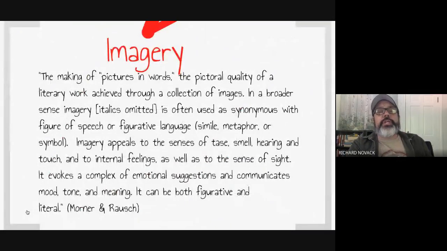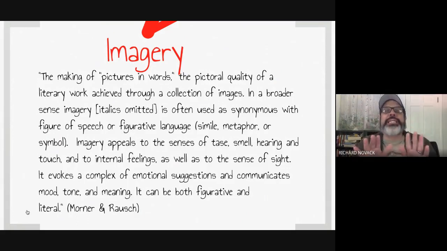Imagery is another one of these words like denotation and connotation that kind of is like right there in the middle. Imagery is the making of pictures in words, the pictorial quality of a literary work achieved through a collection of images. In a broader sense, imagery is often used as synonymous with a figure of speech or figurative language, simile, metaphor, symbol. Imagery appeals to the sense of taste, smell, hearing, and touch, and to internal feelings, as well as to the sense of sight.